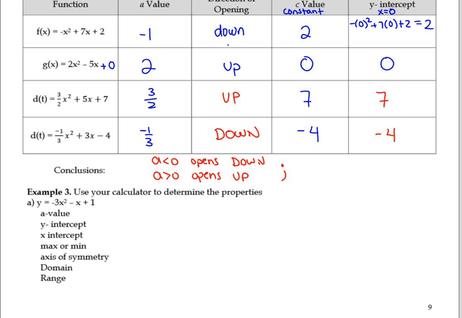And in standard form, c is the constant, which is also the y-intercept. Exactly. C, or your constant, is the y-intercept as long as it's in the form of y equals ax squared plus bx plus c. Okay? Has to be in standard form for that to be true.